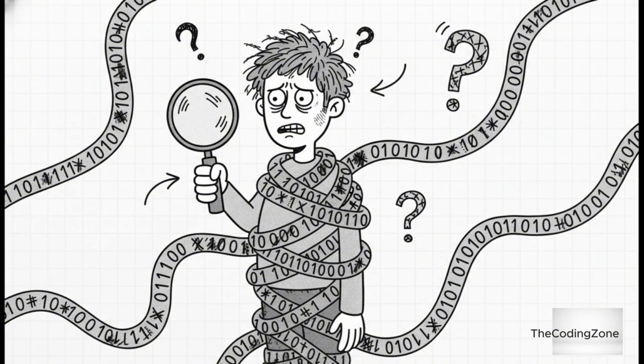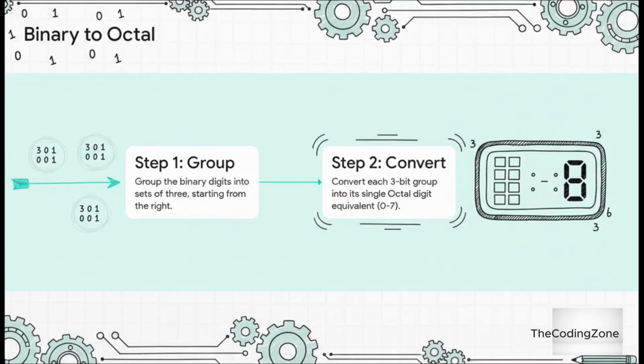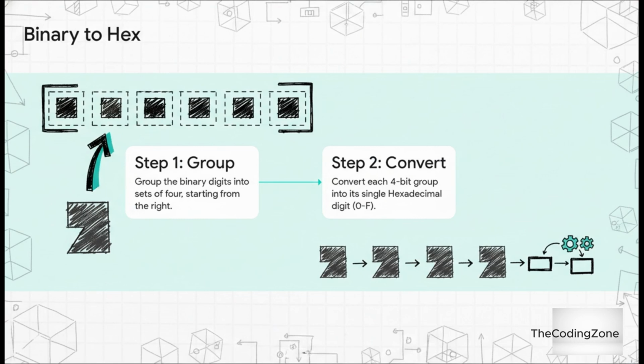But as you can probably tell, binary numbers get really long really fast. I mean, trying to read or type that out is just asking for a mistake. And this, right here, is exactly why we need those handy shorthands we talked about earlier. And here is the brilliant shortcut. To turn a long binary number into octal, you just group the digits into little sets of 3, always starting from the right. Then you just convert each of those tiny 3-bit groups into a single octal digit. It's really that simple.